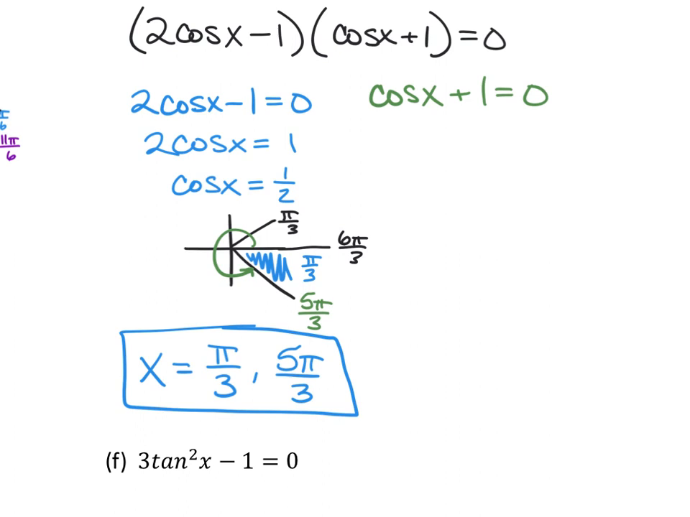Now for the second part of this problem, we still need to solve it for cosine of x to be isolated. So we would just subtract 1 from both sides. Does -1 look familiar? Not from the table, but where does it look familiar from?